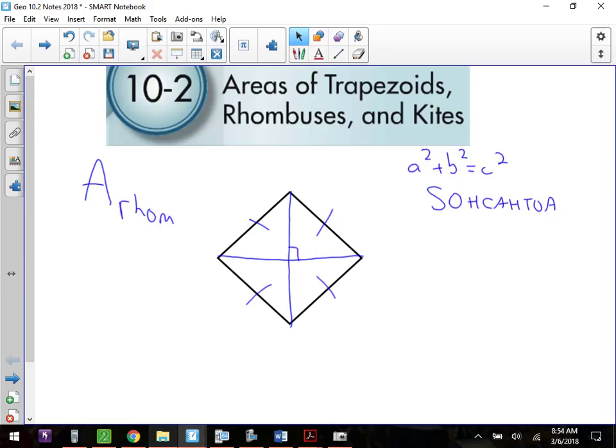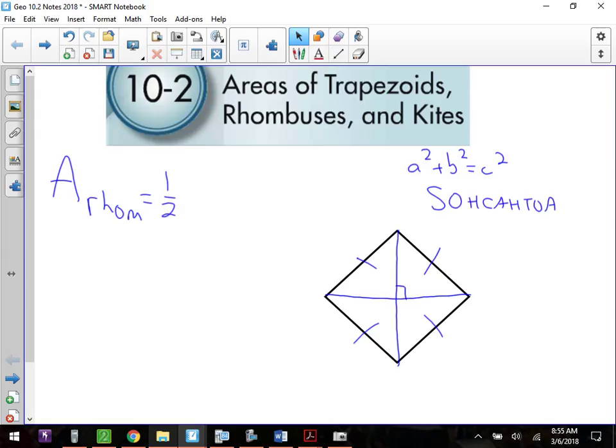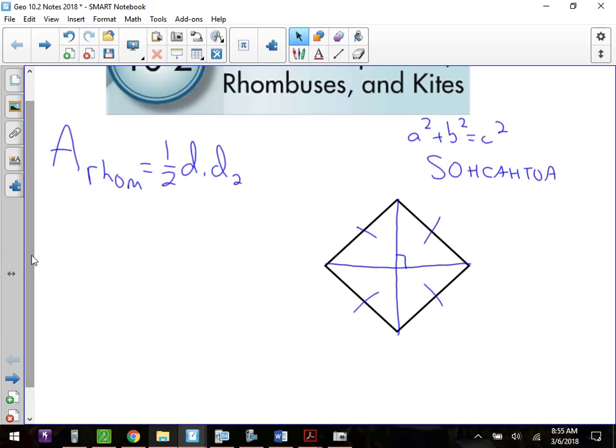So the area of the rhombus, and actually the area of the kite, have the same formula. It's going to be equal to 1/2 times diagonal 1 times diagonal 2. And the diagonals in a rhombus don't necessarily have to be the same, because you'll have sides that are all the same, but the diagonals still get bisected. All those properties still hold true, but we're just looking at the two different diagonals. The diagonal goes from side to side.